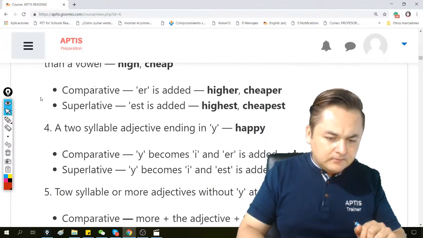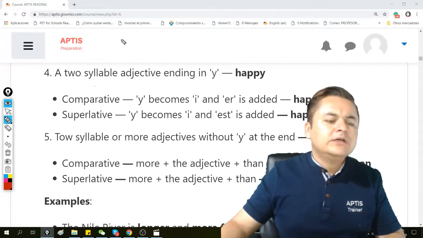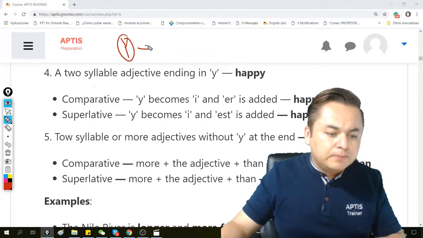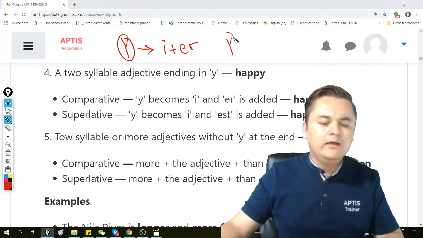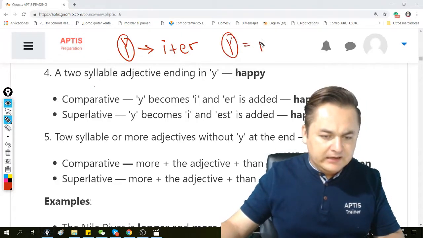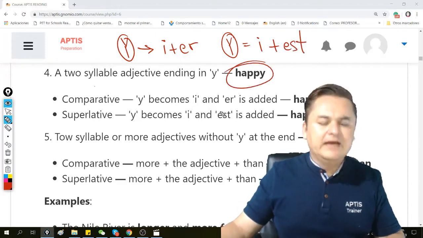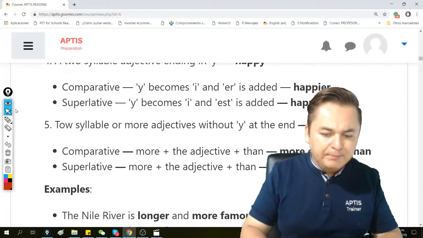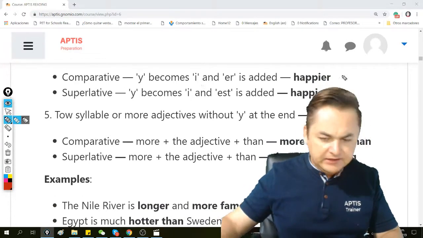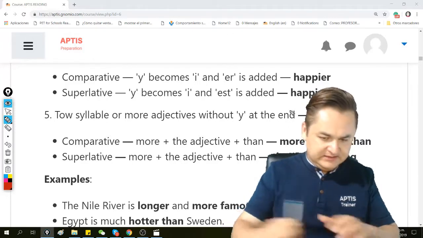Now, if the word ends in Y, all you have to do is take the Y, replace it with an I, and then add ER. And for the superlative, take the Y, replace it with an I, and add EST. For example, the comparative form of happy would be happier, and the superlative would be the happiest.